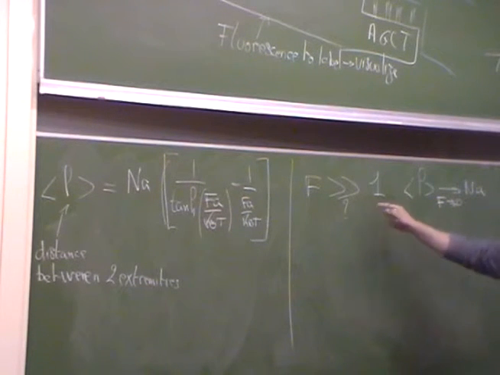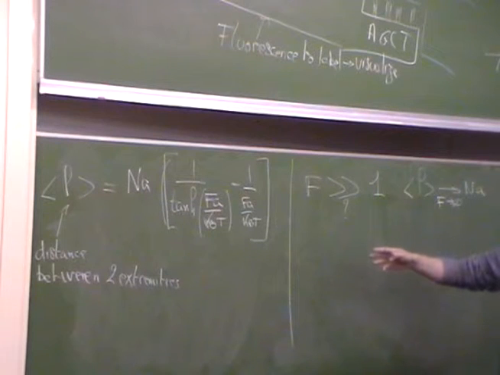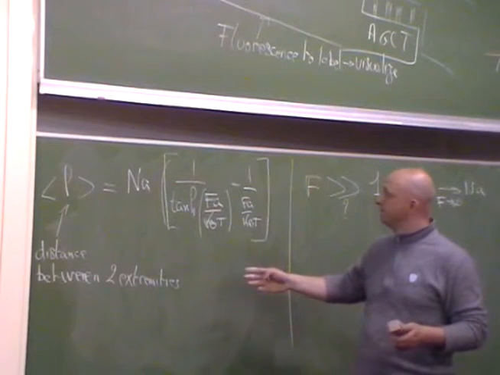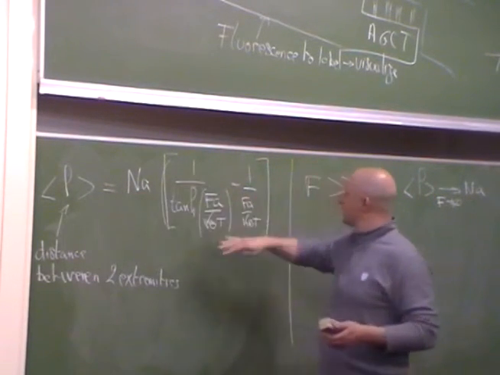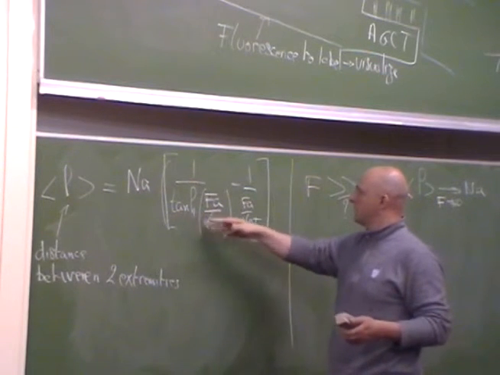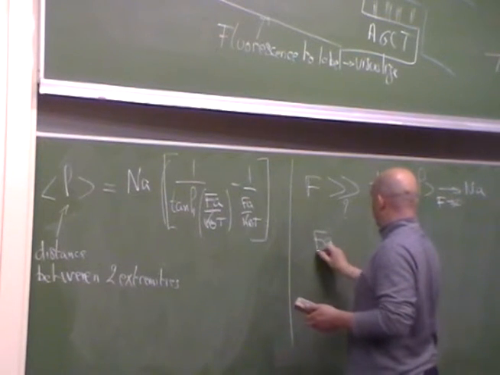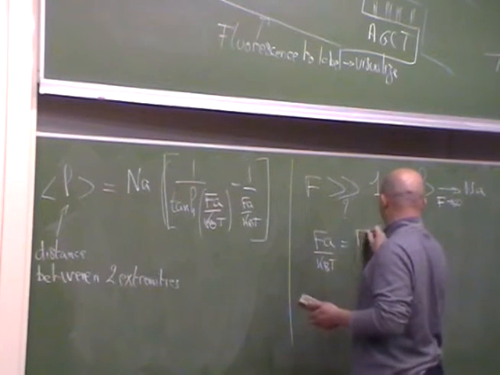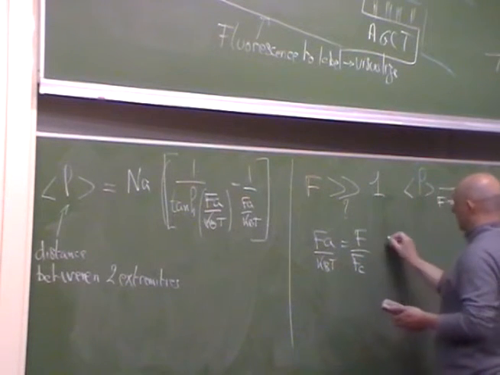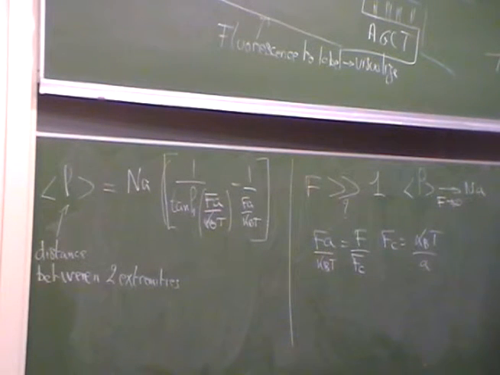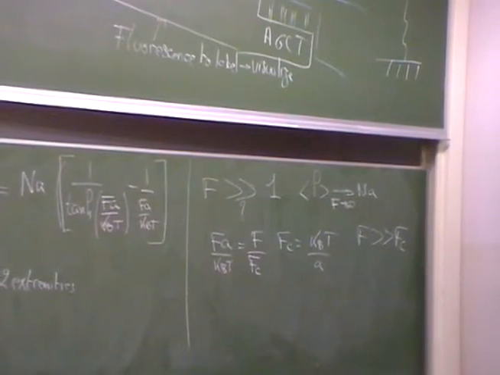What is the typical force that appears in this relation? From dimensional analysis, you have a length, so this has no dimension, and here you have the argument of a tangent that must have no dimension, so it means that you could write FA divided by KBT, no dimension, so it can be written F divided by FC, with FC being equal to KBT divided by A. So what I should have written here is: is F large compared to FC? Okay.